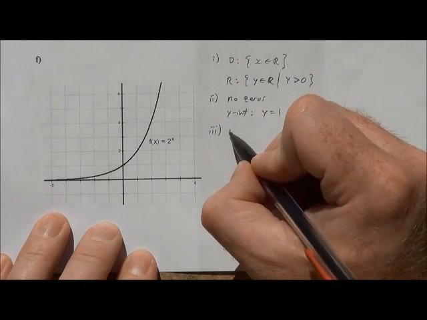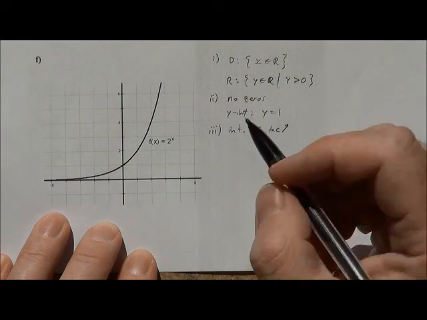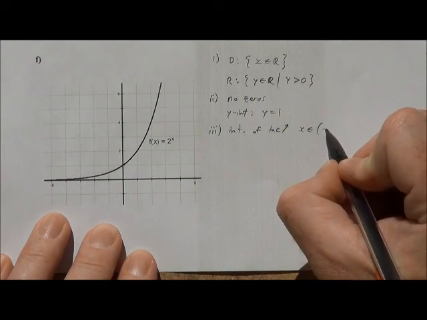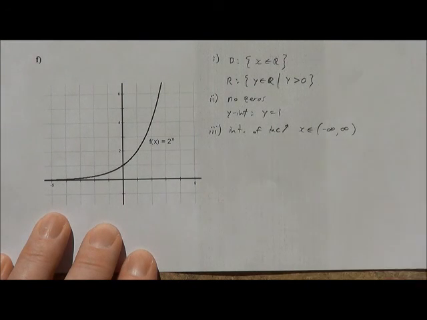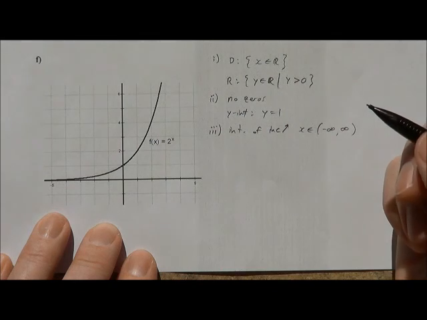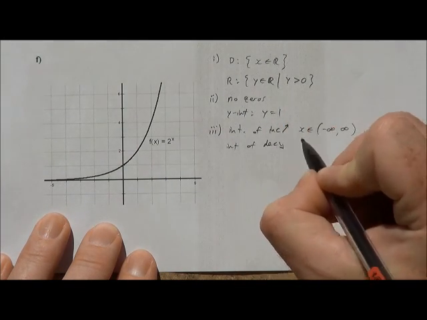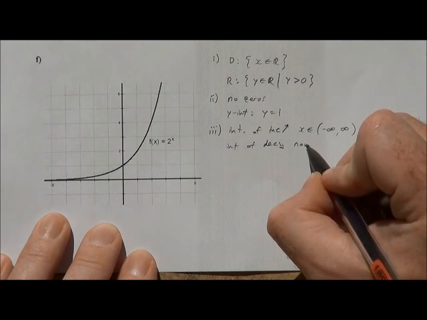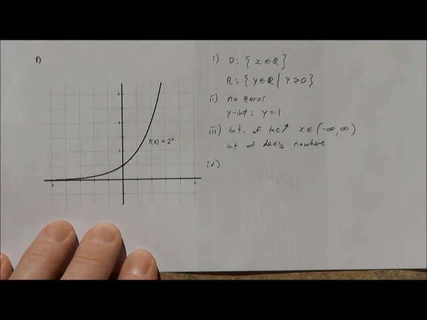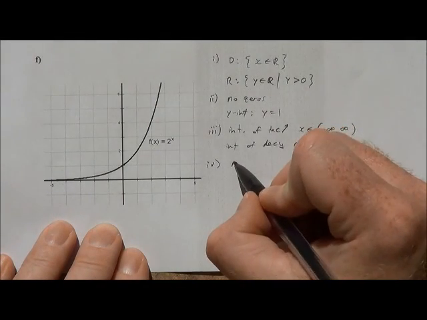Intervals of increase and decrease. Well, it looks like it's increasing along the whole domain from negative infinity to infinity, and it's never decreasing. Discontinuities and asymptotes. It looks like there are none.